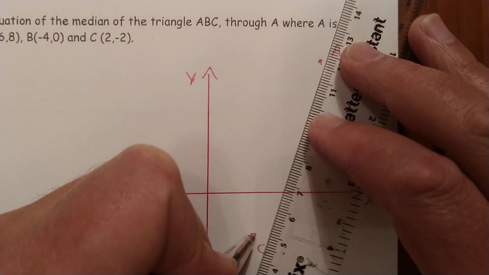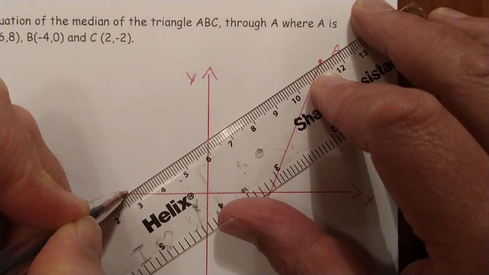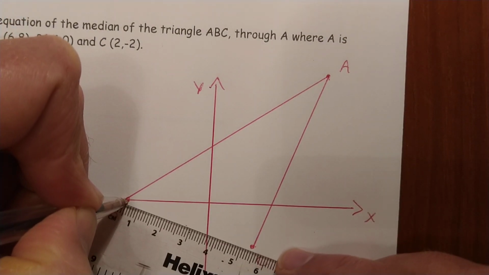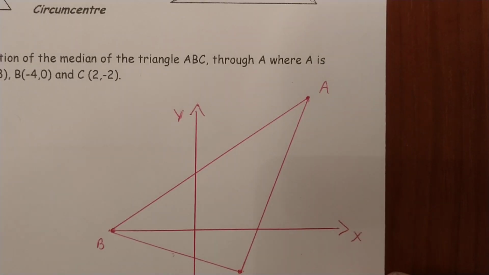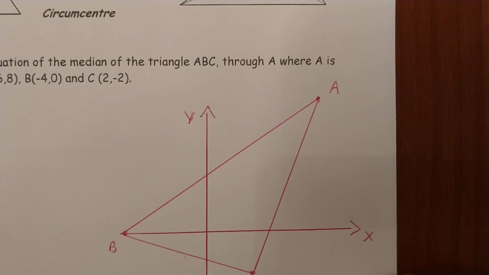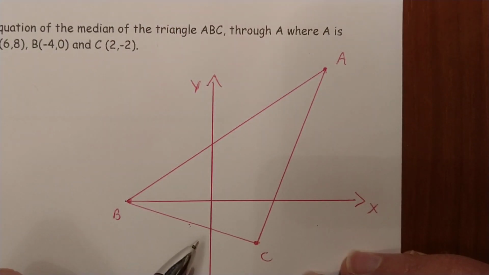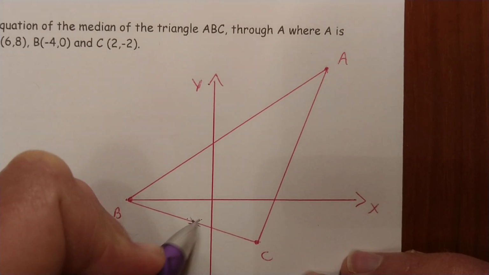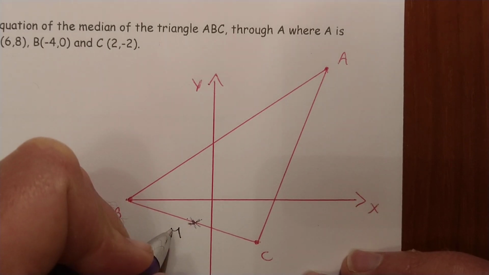And sketching what we've got here. So there we go. There's AC, AB, BC. And the question says the median which goes through A. So from A to the middle of the opposite side. So something like here. That will be the midpoint that we're talking about here. So I'm going to call that capital M.